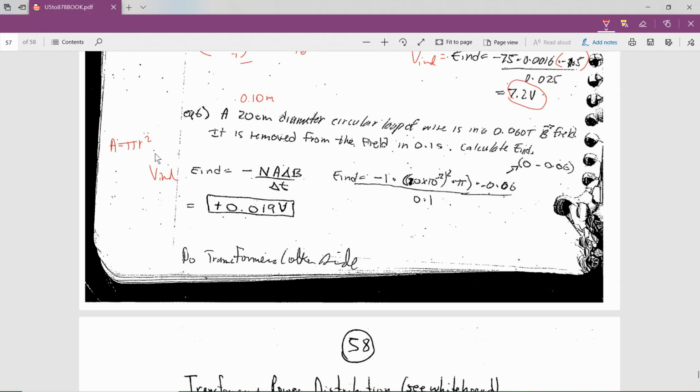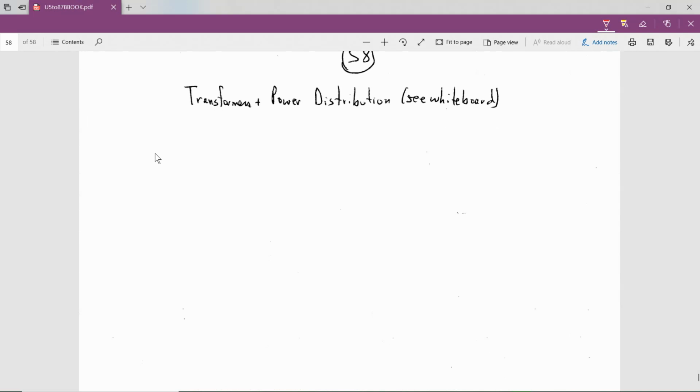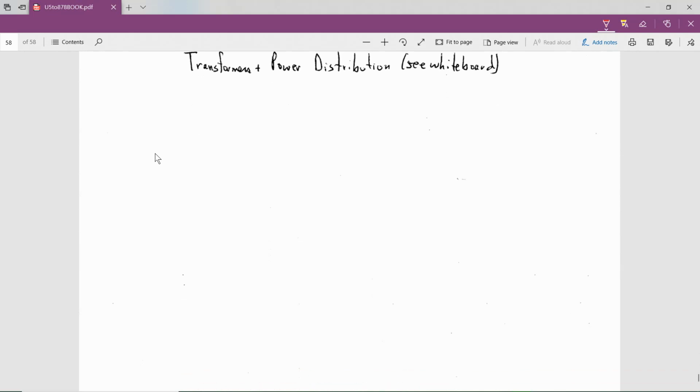Okay, so those are using Faraday's law. No, sorry, Faraday's constant is something in electrochemistry. Faraday's law of electromagnetic induction. Now, we're going to look here on page 58 on transformers. Now it says see the whiteboard. Well, I'm going to make the whiteboard right here. So a transformer uses mutual induction.